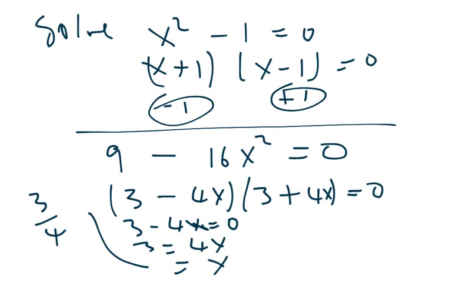And over here, that means 3 plus 4x is equal to 0. That means 4x is equal to minus 3. You notice I chose to subtract 3 from both sides here. I didn't decide to subtract 4x from both sides. I didn't want a minus 4x, so I chose it to be the minus 3. And then lastly, to finish this off, x equals minus 3 divided by 4. So there's my two answers. Okay, that's solving the difference of two squares.